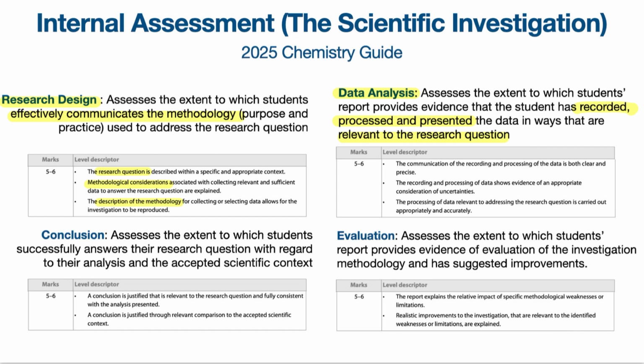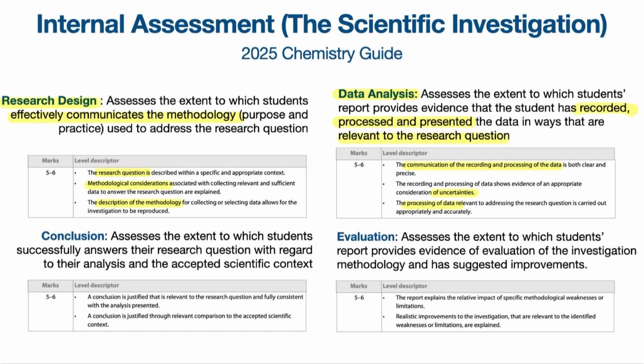To get a high mark, students need to be precise and clear in their presentation of the recording and processing of data. And also, students need to show appropriate consideration of uncertainties that are included in the data they have gathered. Lastly, students need to show that they have accurately and appropriately analyzed data that is relevant to addressing the research question. The next criterion is conclusion.